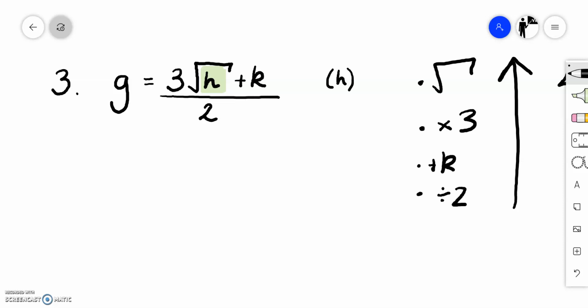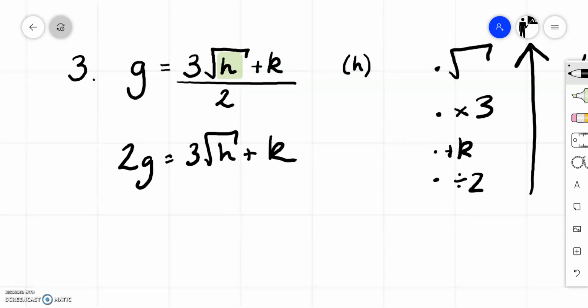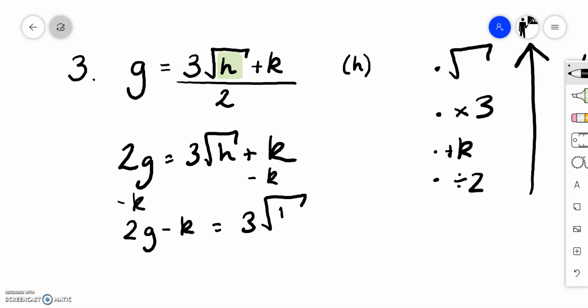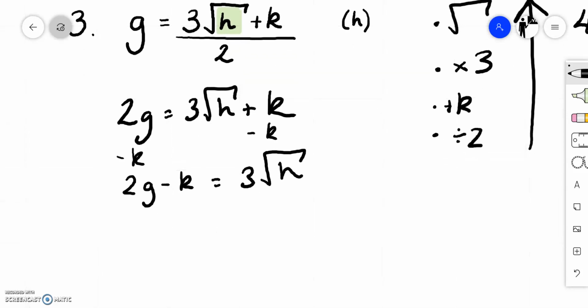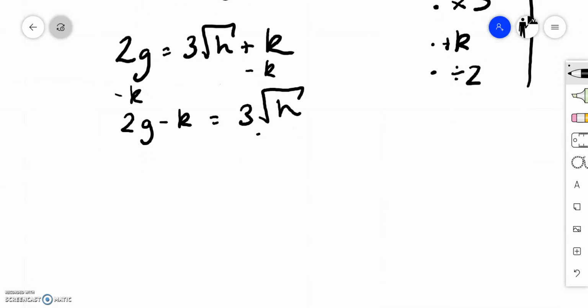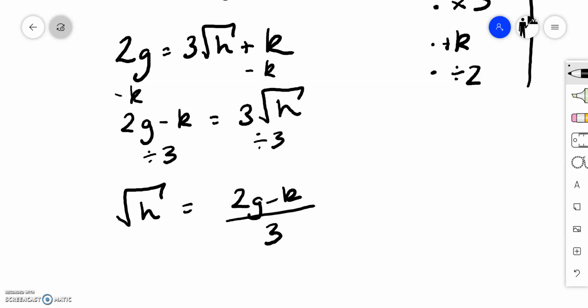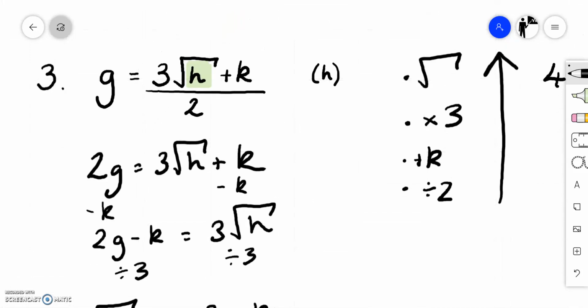So the inverse of division by 2 is to multiply both sides by 2. Then I want to do the inverse of adding k, so I'm going to subtract k from both sides. I'm going to have 2g minus k is equal to 3 root h. I want to undo times by 3, so I'm going to divide throughout by 3. I'm just going to write this around the other way, so I'm going to have root h equals 2g minus k over 3. And then I want to do the opposite of the square root.